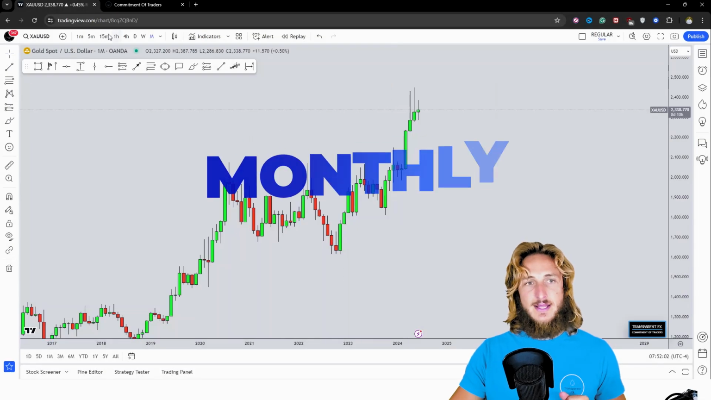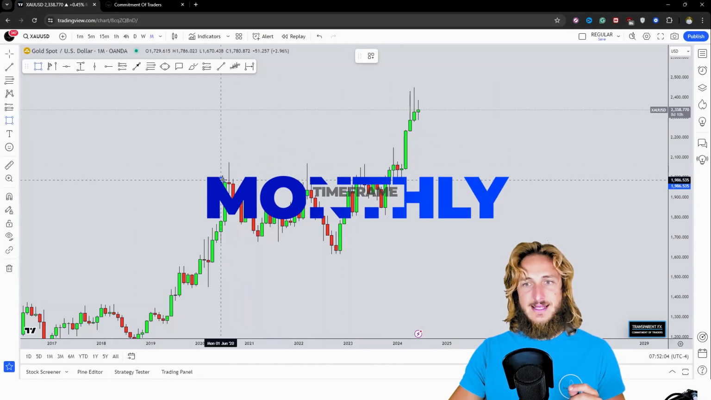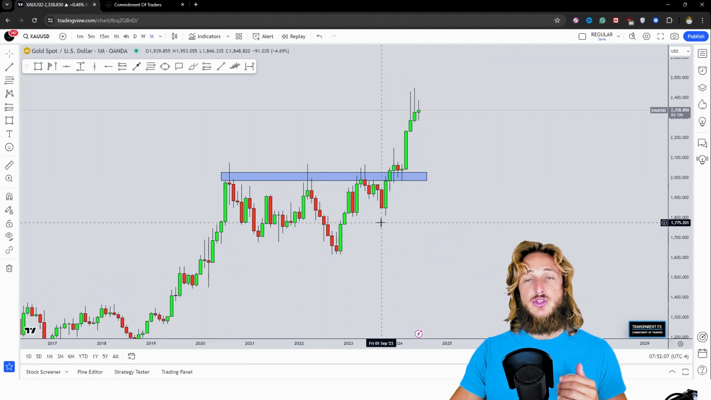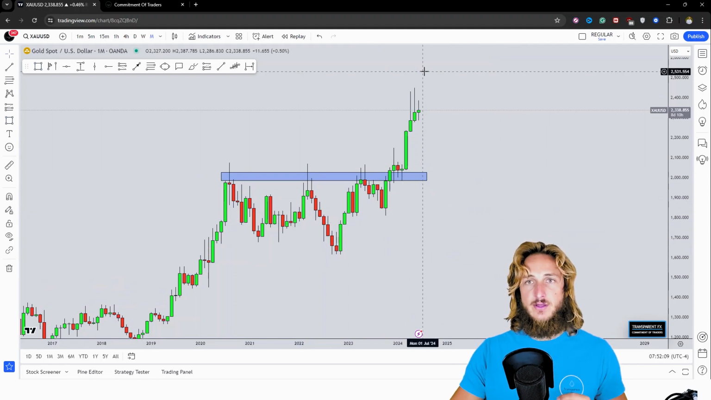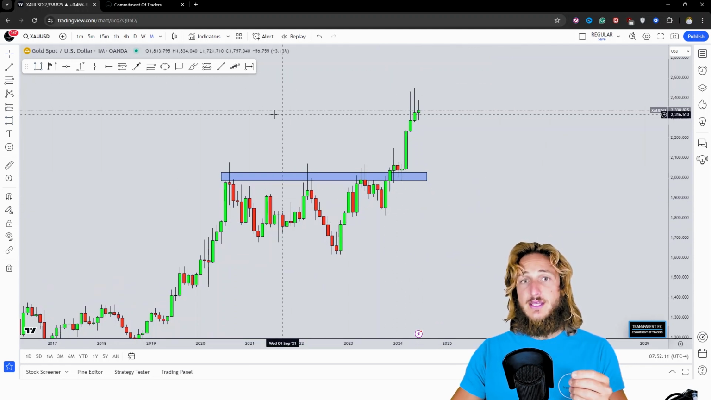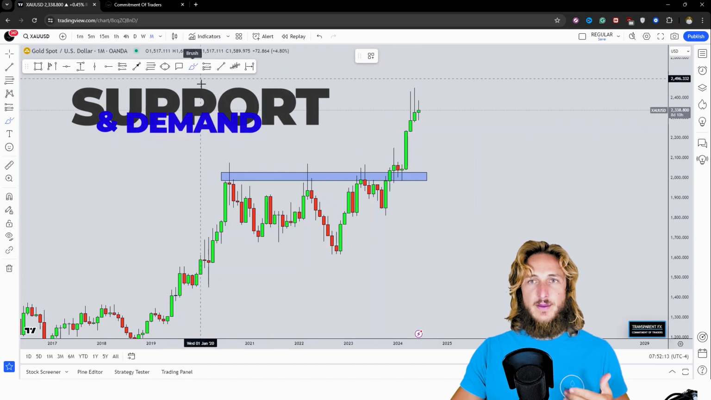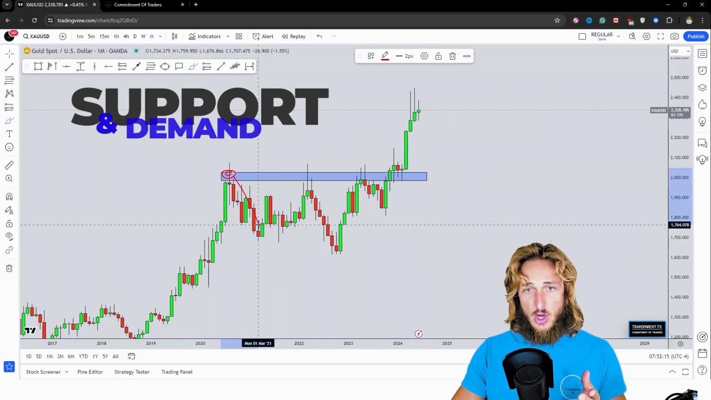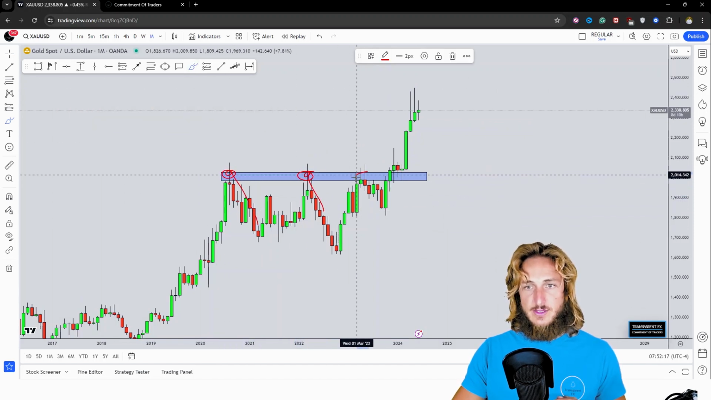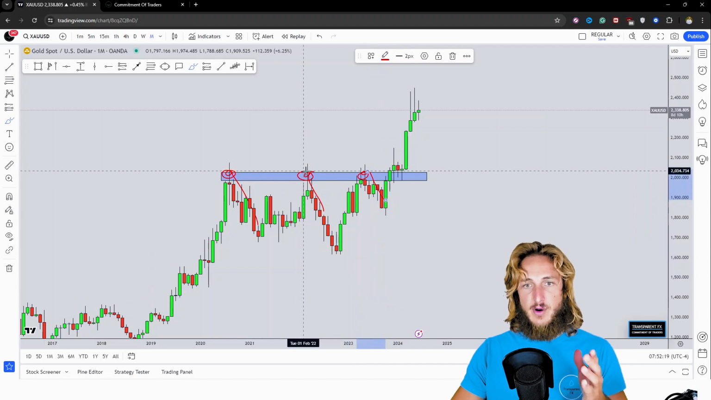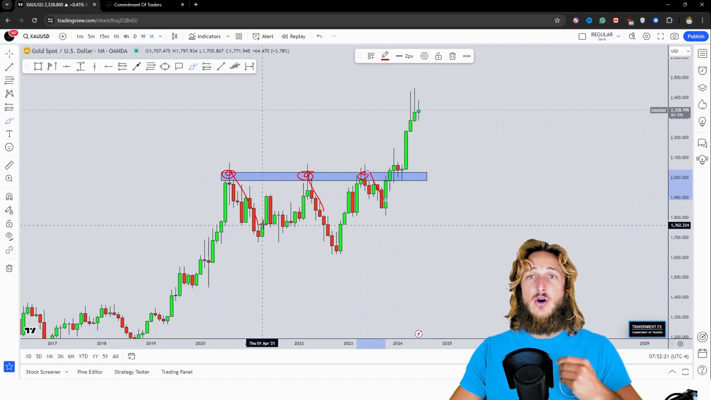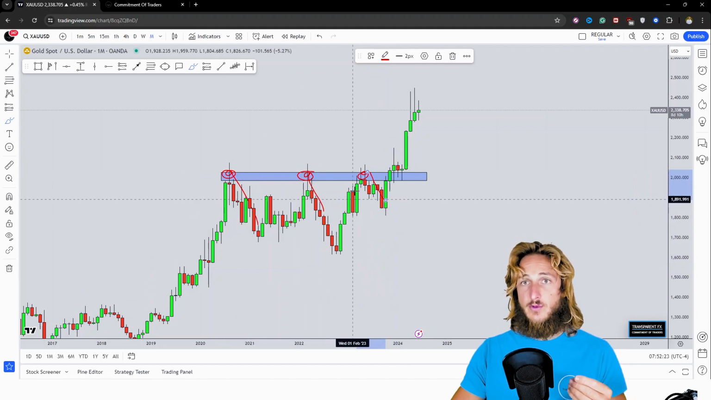Starting here from the monthly time frame, what we can see is that at the moment we have a market which just tested and rejected to the upside a quite strong historical support and demand area. From here, in fact, all these previous rejections to the downside were created every single time that the market tested this zone. It got rejected to the downside quite aggressively.